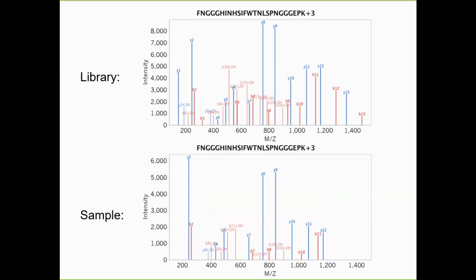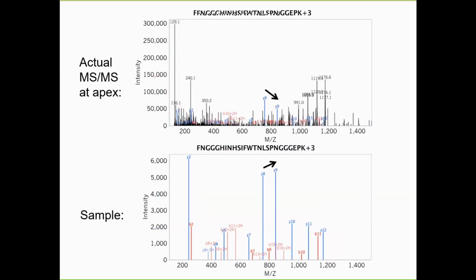But there are some idiosyncrasies that you might notice. So for example, here in my library spectrum, Y8 is higher than Y9, while in my acquired spectrum, that's not necessarily the case. Now, part of this could be because +3 peptides, again, are fragmenting somewhat differently in DIA than they are in DDA, just due to those tuned collision energies. But it can also be for other reasons too, and this is one of those cases.